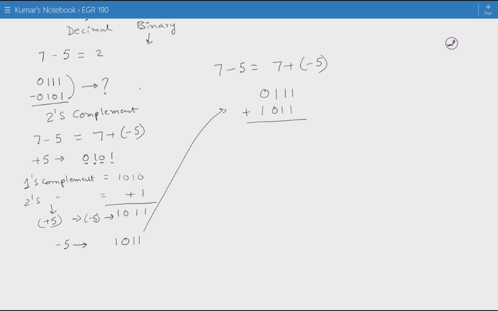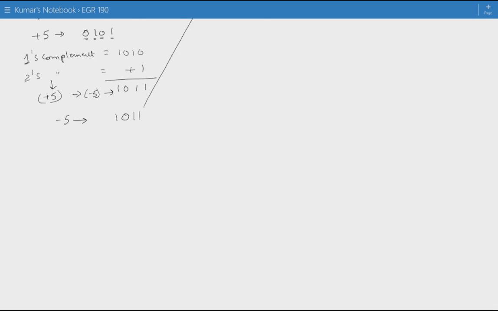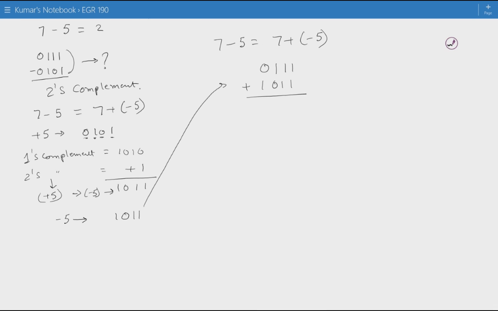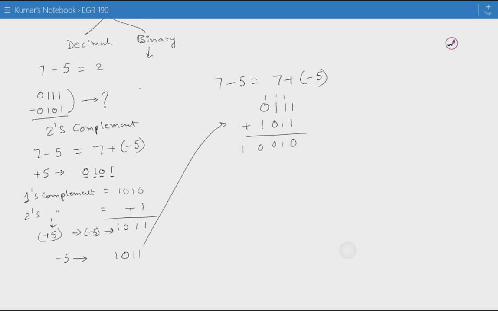We do the simple addition. 7 plus minus 5. 1 plus 1 becomes 2. 2 is 1, 0. 1 plus 1 plus 1 is 3, so it becomes 1 and 1. 1 plus 1 is 2, so it becomes 0 and 1. 1 plus 1 is 0, and this is carry of 1. Since we did with 4 bits, we're going to consider only the 4-bit value. So if you look here, 7 minus 5 is this number. This is supposed to be 2.